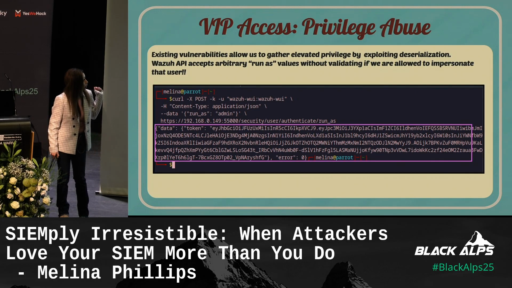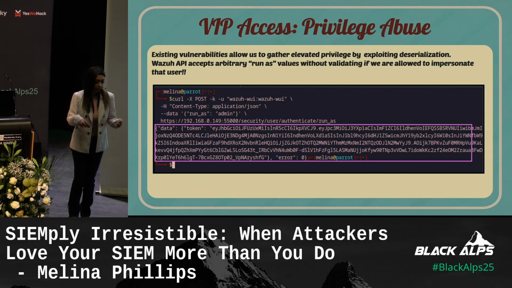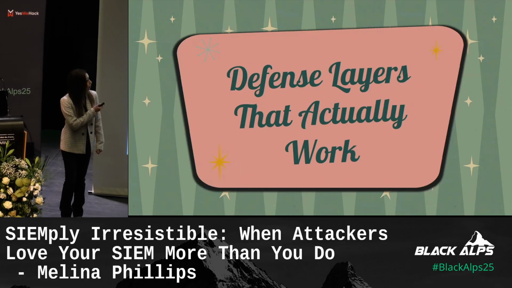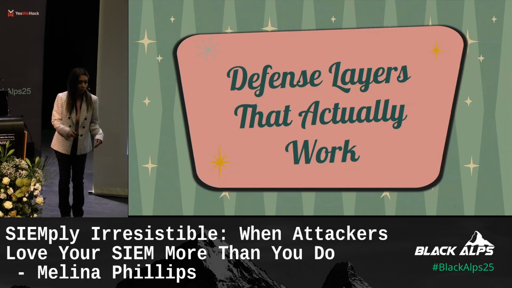And then existing vulnerabilities allow us to gather elevated privilege, exploiting deserialization. This is similar to what happened with the Mirai botnet earlier this year. Different layers that actually work. We're about to wrap up in a second.